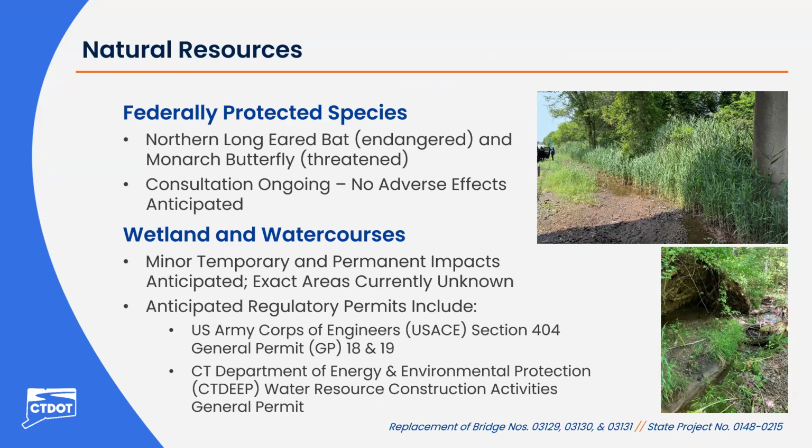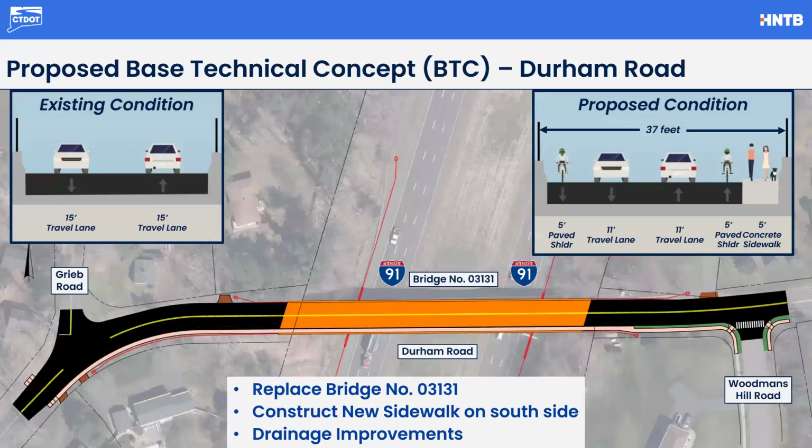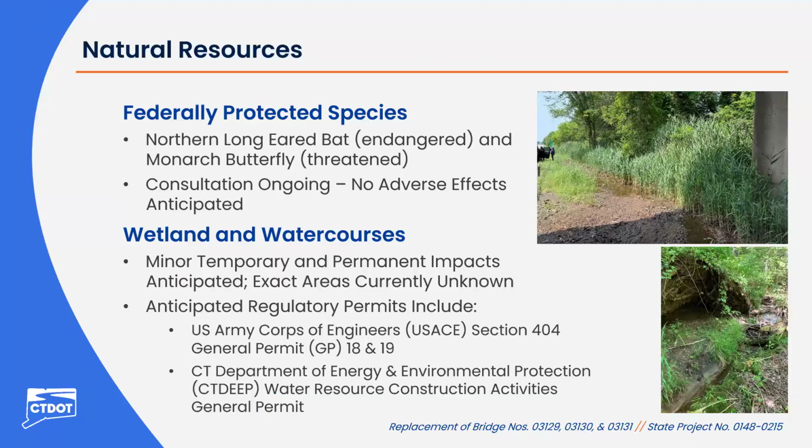Thank you. For natural resources in the project area, early environmental resource screenings have identified the potential presence of the state endangered northern long-eared bat and the threatened monarch butterfly. Programmatic consultation is currently ongoing with the United States Fish and Wildlife Services. Wetlands and watercourses exist at all three bridges. Minor, temporary, and permanent impacts are anticipated. The exact areas are currently unknown, and as design advances, they will become more clear.